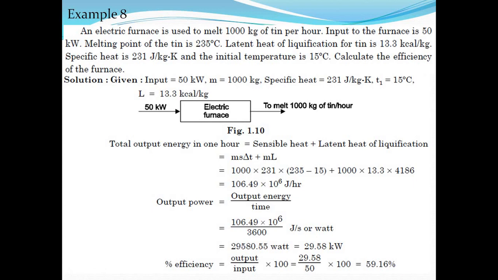Again, this is an example of an electric furnace. Here input is electrical and output is thermal. Here again the melting of tin takes place, so we have to consider sensible heat plus latent heat. This is a similar example. Then you find the output power and then find the efficiency. This is for practice.